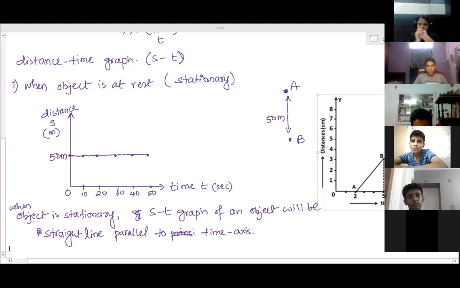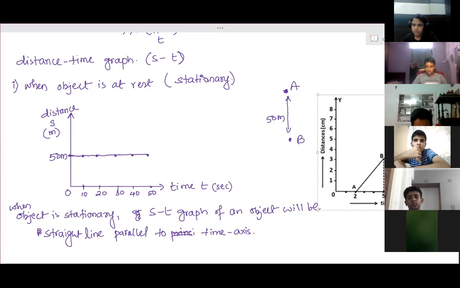Clear? This is a distance-time graph. On the y-axis, you have seen distances written, and on the x-axis, time is there in seconds. So this is when the object is at rest. So the distance-time graph will be parallel to the x-axis. That is clear to you now?